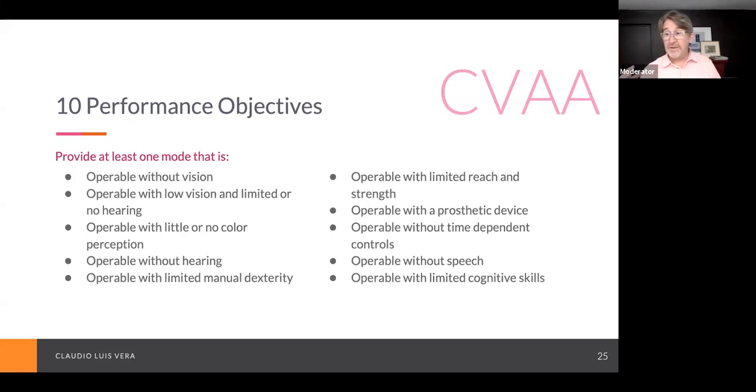If you have a severe cognitive issue, you may need more time to perform things. So whatever app you build also needs to have a mode in which you can eliminate any sort of time-dependent controls on it. So these 10 things, I look at them as the 10 commandments for any sort of digital application that you would build. And these are pretty foundational.